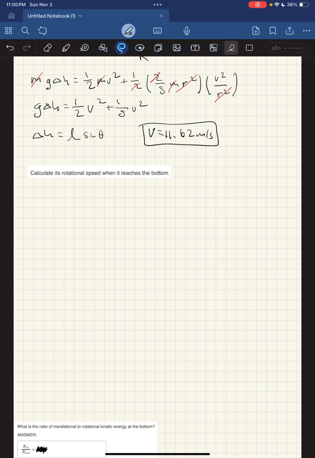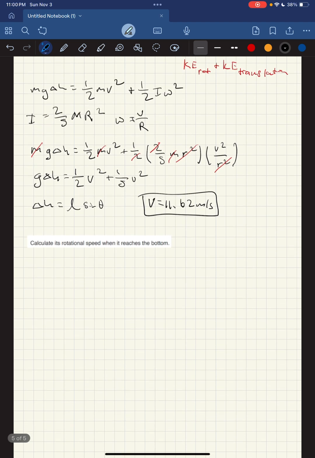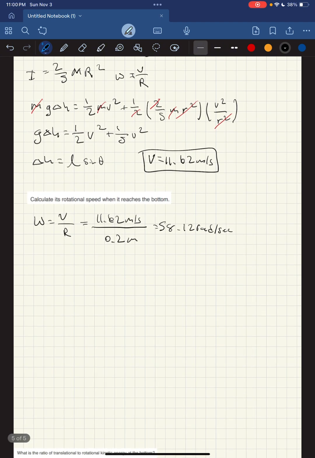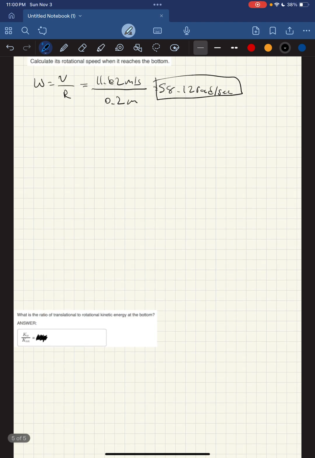To calculate the rotational speed when it reaches the bottom, you would just use the relationship that angular velocity is tangential velocity divided by the radius. You know what the tangential velocity is. That's 11.62 meters per second over the radius, which is just 0.2 meters. This will yield 58.12 radians per second. So this would be the angular velocity it would have at the bottom of the incline.